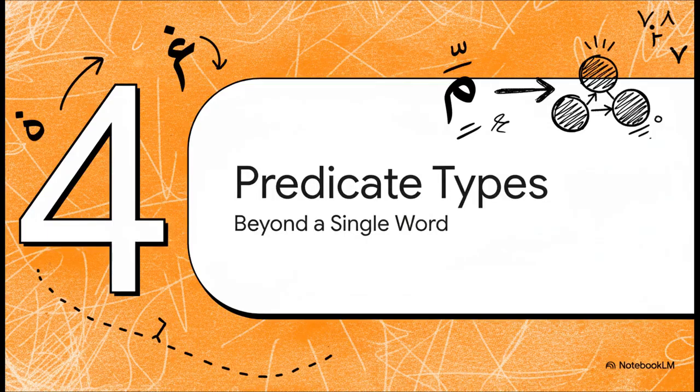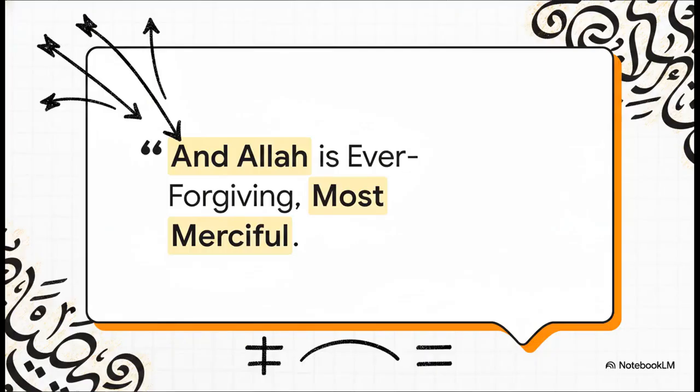Section 4, types of kaana predicates. Okay, we know the predicate gets forced into the accusative case, but what exactly does a predicate look like? Well, the crucial point here is that the predicate, the part getting turned accusative, doesn't always have to be just a simple single word. Although, yeah, often it is.